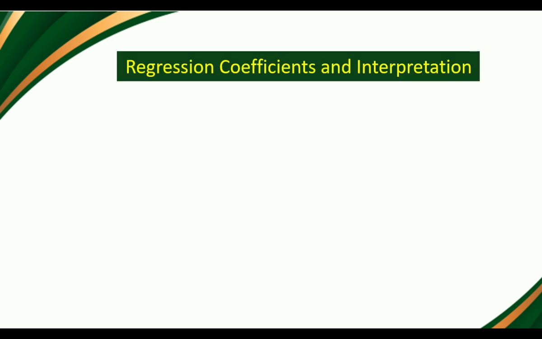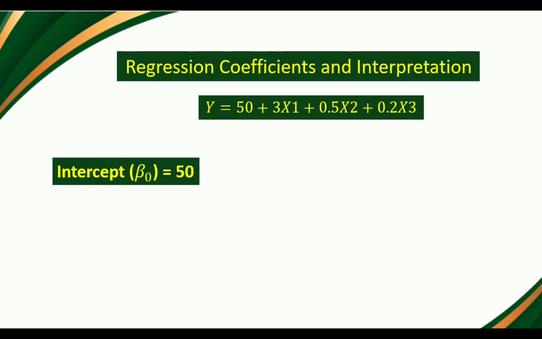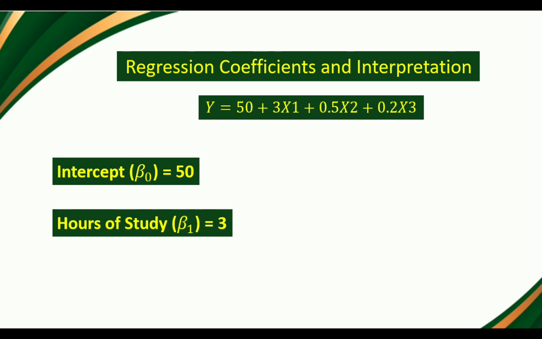The regression coefficient and interpretation. From the output, we have the following regression equation: Y is equal to 50 plus 3x sub 1 plus 0.5x sub 2 plus 0.2x sub 3. Beta sub 0 is equal to 50. If a student has 0 study hours, perfect attendance, and 0 time spent on extracurricular activities, the predicted exam score is 50.